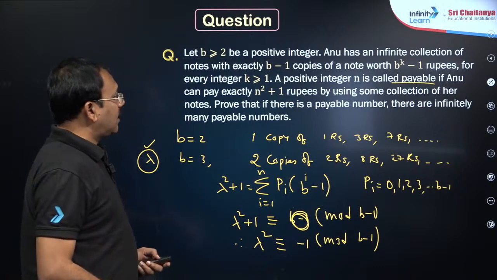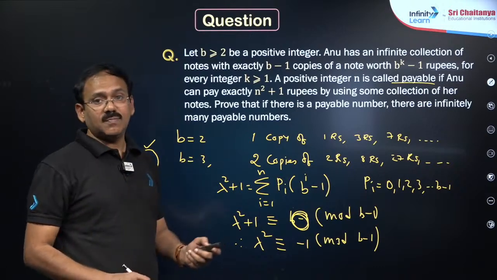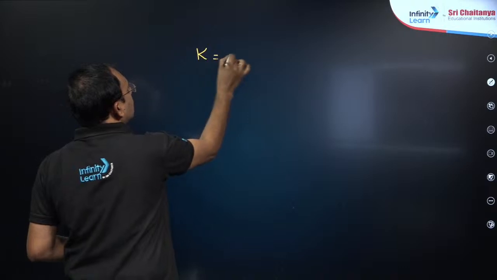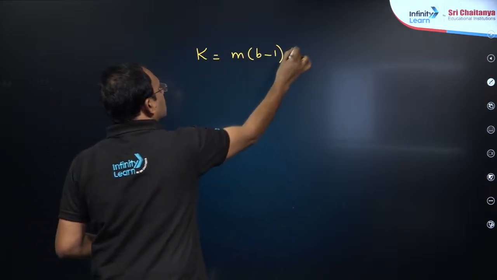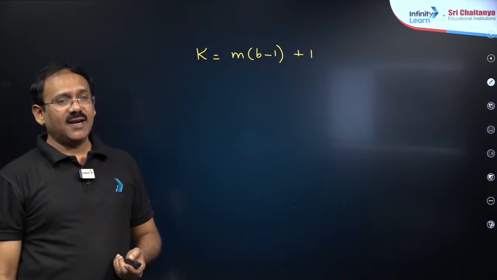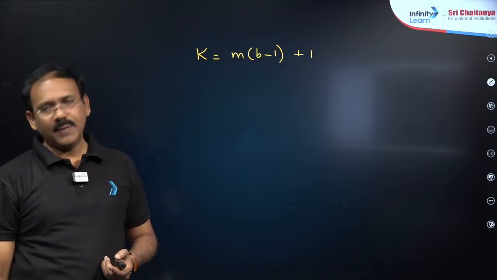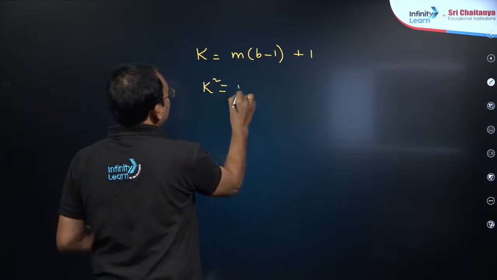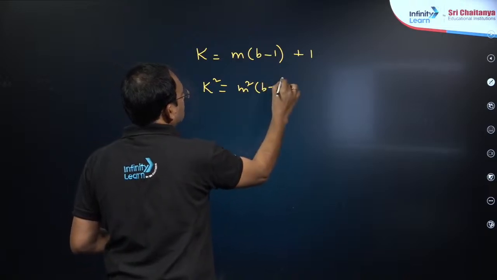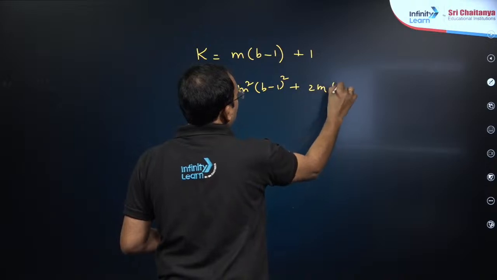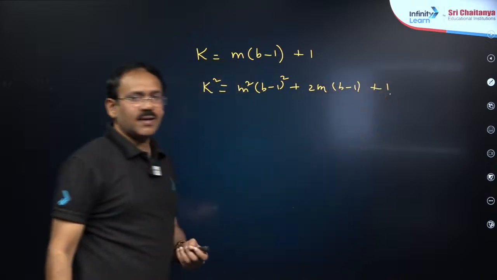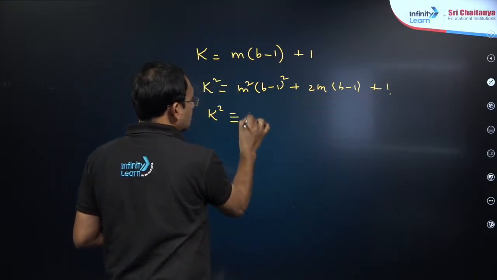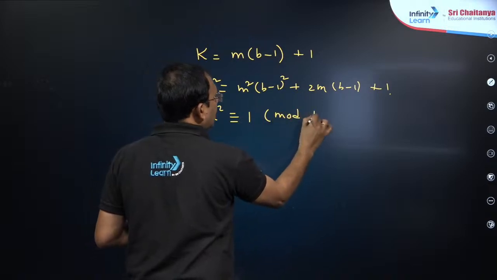So I need to prove that there exist infinitely many such payable numbers. So let me take, my dear friends, some k equal to m into b minus 1 plus 1. Let k be m into b minus 1 plus 1. You just consider k square. K square is nothing but m square into b minus 1 whole square plus 2m into b minus 1 plus 1. Am I correct? Clearly, if you divide this k square by b minus 1, the remainder is 1. K square is congruent to 1 mod b minus 1.